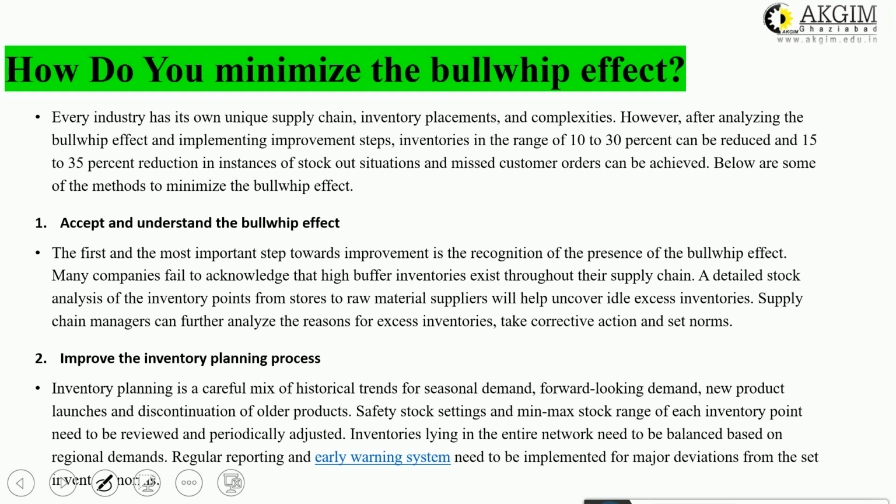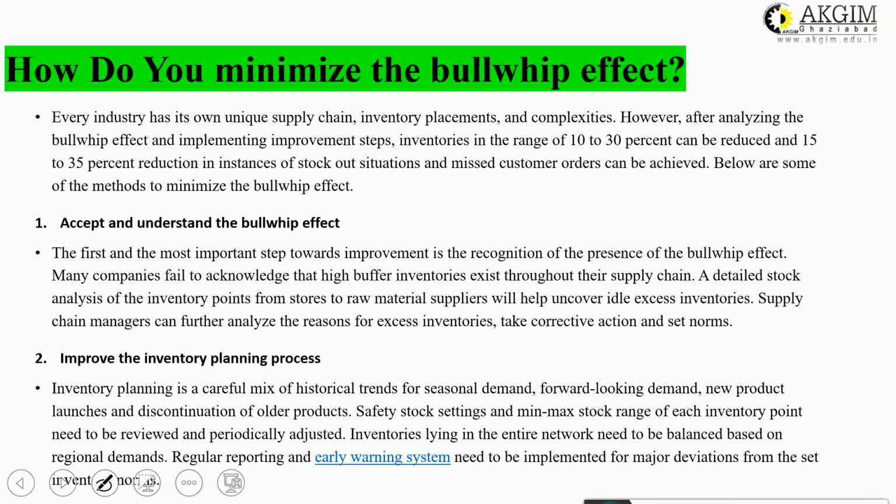Every industry has its own unique supply chain, inventory placements, and complexities. However, after analyzing the Bullwhip effect and implementing improvement steps, inventories in the range of 10 to 30% can be reduced, and a 15 to 13% reduction in instances of stock-out situations and missed customer orders can be achieved. So there are some ways to minimize the Bullwhip effect, like accepting and understanding the Bullwhip effect. The majority of industry players are not able to understand the kind of Bullwhip effect their supply chain is having. The first and most important step towards improvement is to recognize the presence of the Bullwhip effect.